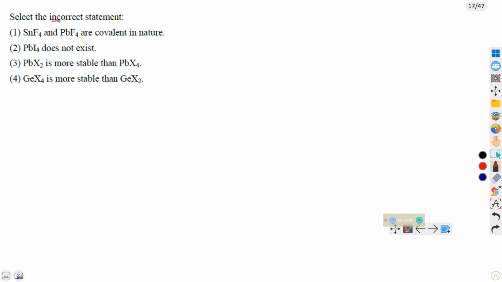Select the incorrect statement. SnF4 and PbF4 are covalent in nature. This is wrong. SnF4 and PbF4 are ionic in nature. First statement incorrect, remaining all are correct. These two are based on inert pair effect. Remaining are based on inert pair effect. Reason.